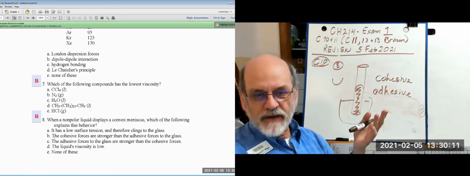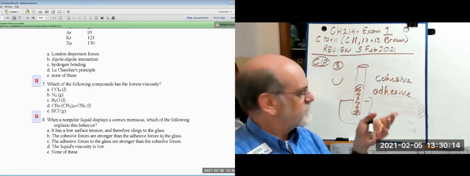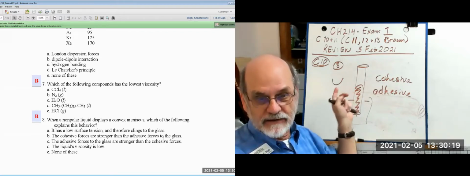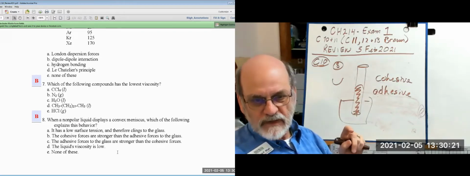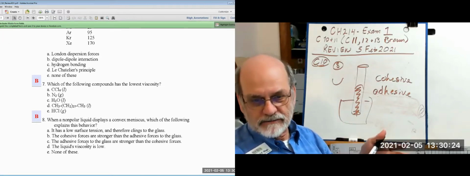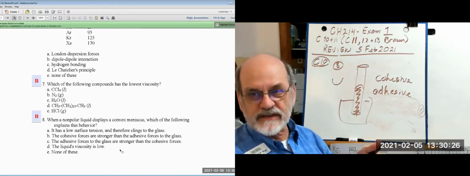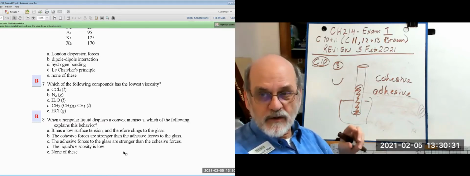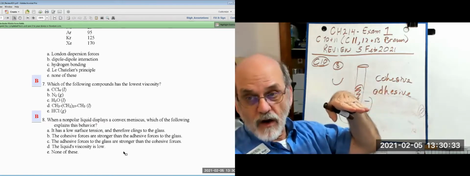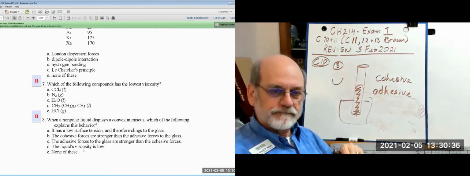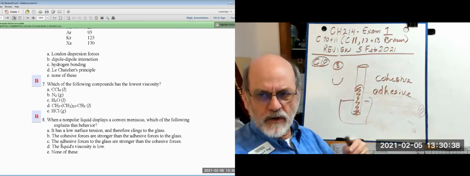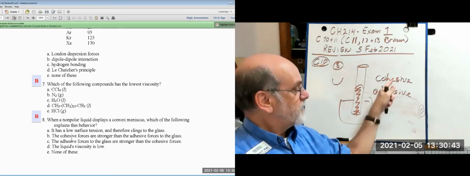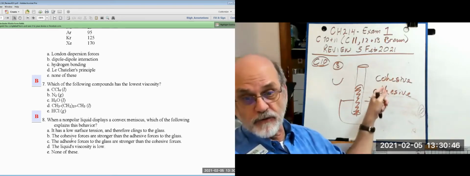How about B? The cohesive forces are stronger than the adhesive forces. That's true. In fact, that's a better explanation than A. C is just the opposite, so it can't be right. And D: the liquid's viscosity is low. Low viscosity liquids tend to form no meniscus at all, and there are very few of those examples. So the best answer is B, which shows the competition between cohesive and adhesive forces.